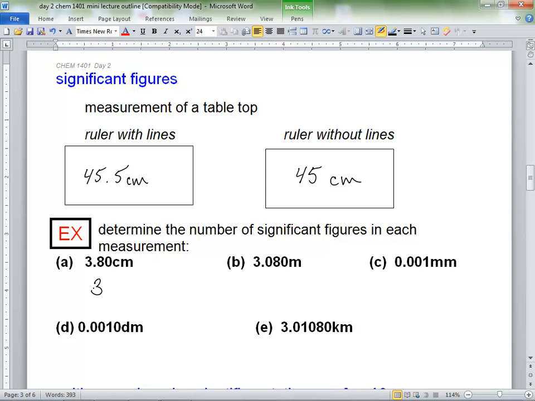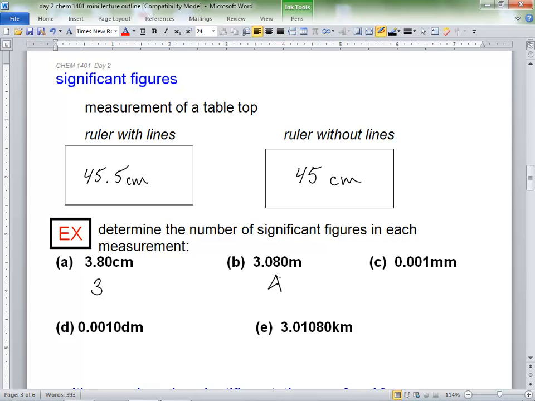How about 3.080? Ebony, what would you say for that? Let's guess. It's 4. They're all good. These zeros are significant. It's 4.